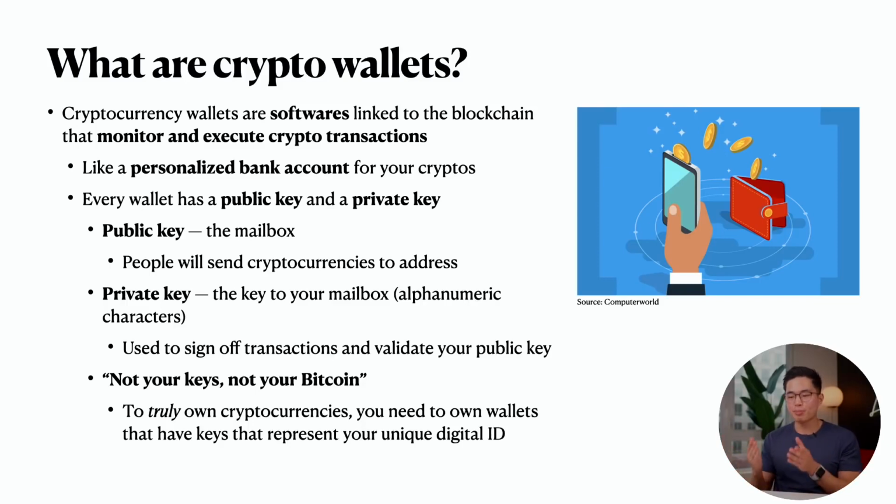Now, on the other hand, there's the private key, and this is basically the key to your mailbox. The private key is going to allow you to sign off your transactions and validate your public key. So if it's not your keys, that means it's not your Bitcoin. So to truly own cryptocurrencies, you need to own the wallets that have the keys that represent your unique digital ID. If you want to actually hold your crypto yourself and manage it yourself, you're going to need an actual hard crypto wallet. And that's a little bit different from apps like Coinbase and Robinhood, where they basically securely manage the rights to your private keys. We'll definitely talk more about that in the upcoming slides.